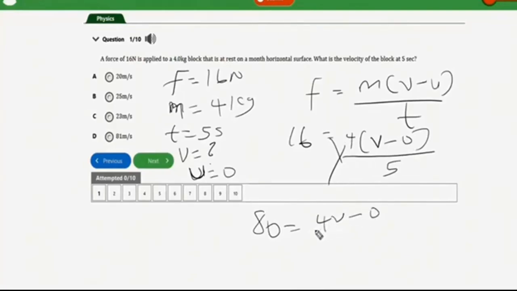So what you do now to get your final result is divide both sides by 4 to get the final velocity. 80 divided by 4 will give you 20. So we have the output to be 20 meters per second. That will be the final velocity. So the correct option in this question is option A. It's as simple as this. Let's wipe this now and solve the next repeated question.